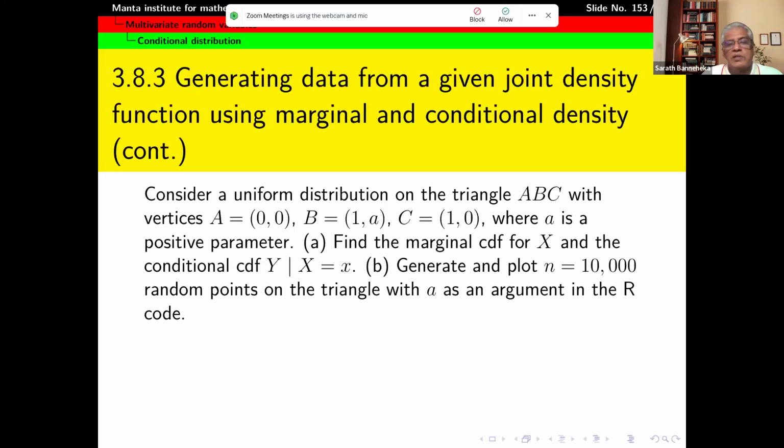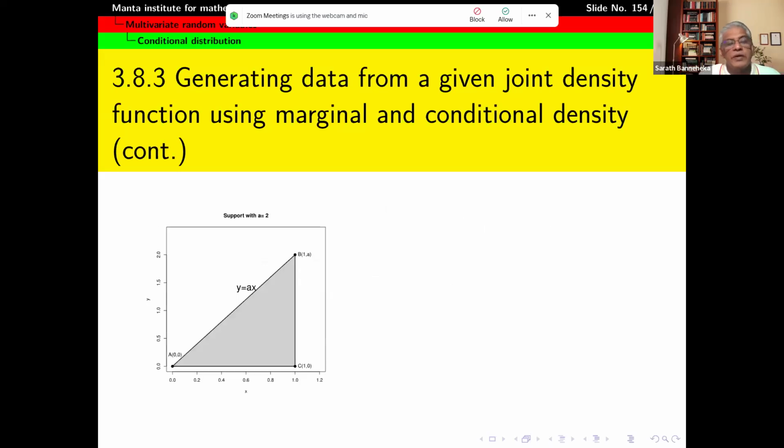Given X is equal to simple x, and then we will generate the data using those two, right? So here is the domain of the joint density, or actually this is the support, right? Support is the set of x, y points for which the joint density function is non-zero, right?